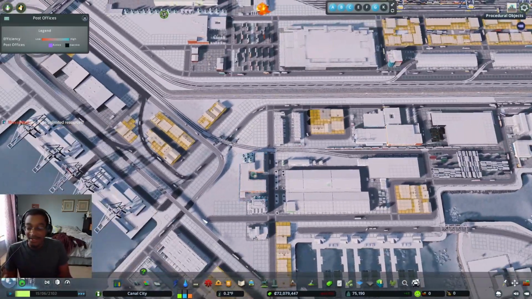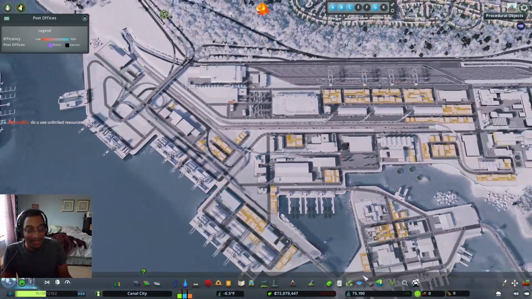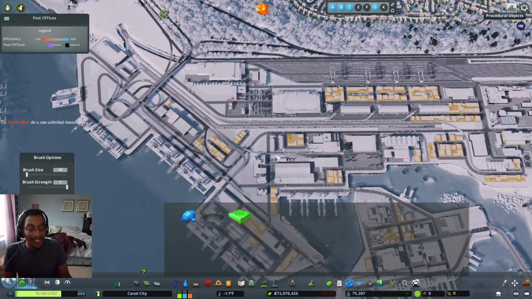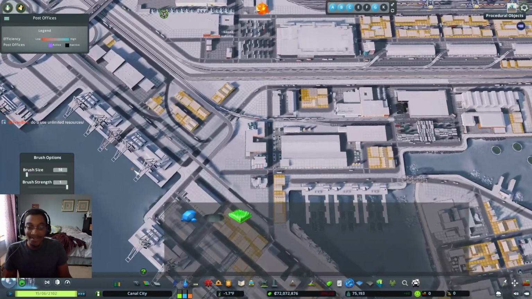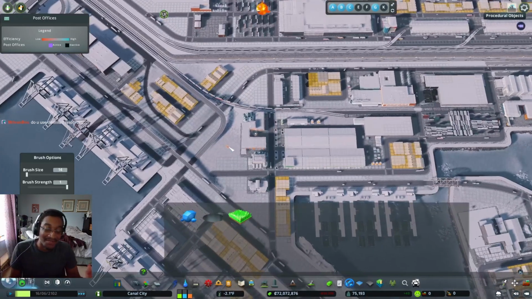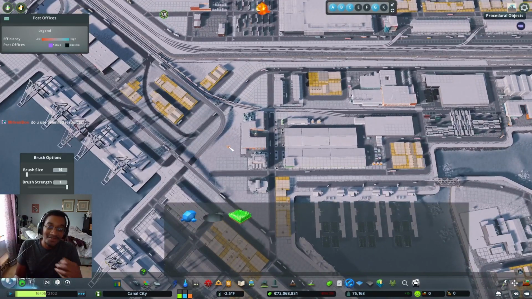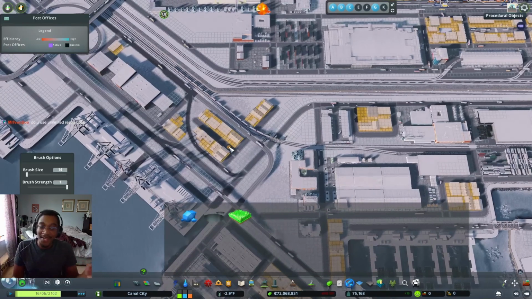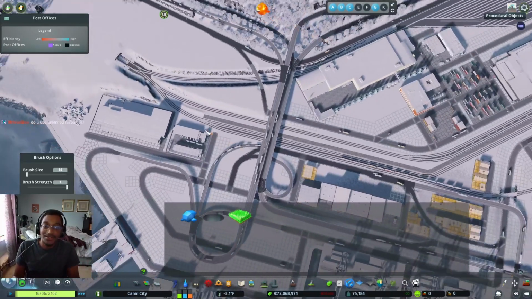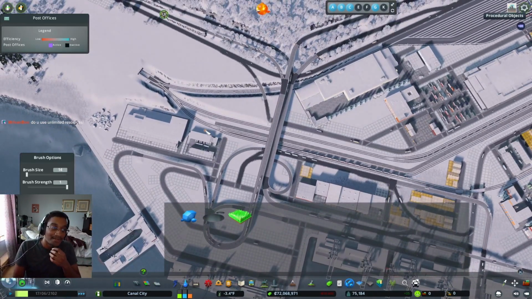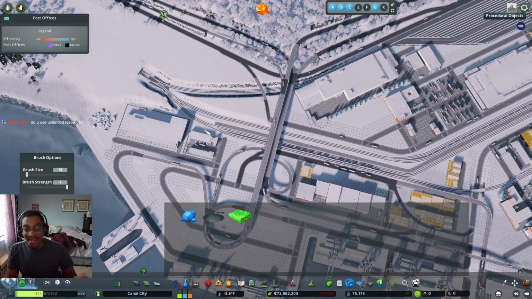I am using unlimited resources just so I can get, yeah. Because I don't think the game would be fun if you had limited resources. It'd be really unfun, and your resources would run out fast. So unlimited resources is always good to have. I think the game should have that naturally, to be honest.